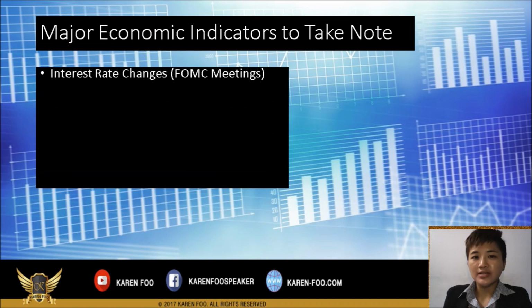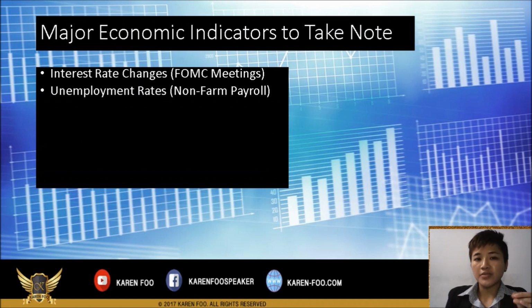So the first one is interest rate changes. Federal Open Market Committee. So basically what it is, it's just a committee within the Federal Reserve System. So the other one is unemployment rates, or in other words, the non-farm payroll. So when does the non-farm payroll occur? On the first Friday of every month. Okay, to be specific, Friday night.